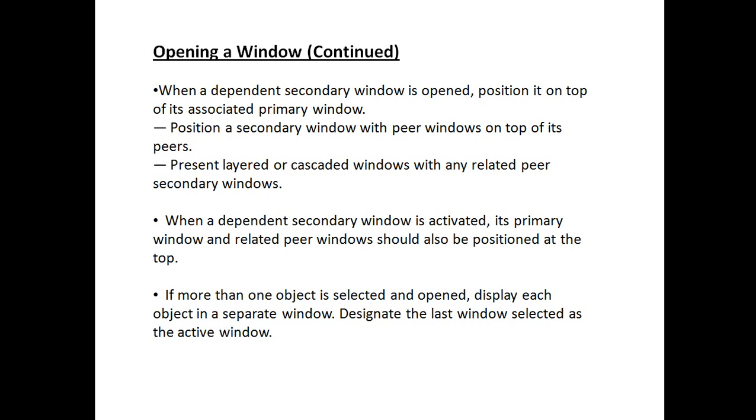Suppose we have a dependent secondary window. In that case, you need to position it on top of that primary window. We have a primary window, on top of that we have a secondary window, and we make that secondary window the active one, because the end user is dealing with it. Position the secondary window with peer windows on top of its peers. Present a layered or cascaded window with any related peer secondary windows. When a dependent secondary window is activated, its primary window and a related peer window should also be positioned at the top.